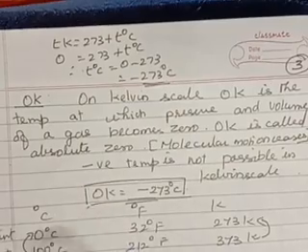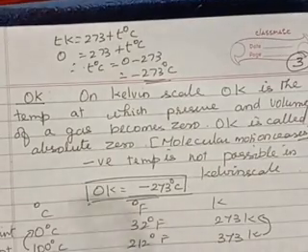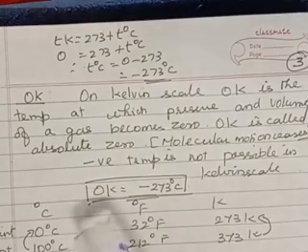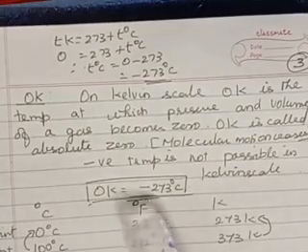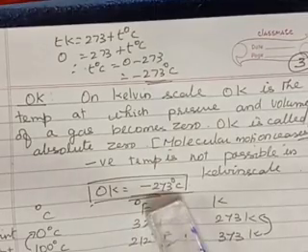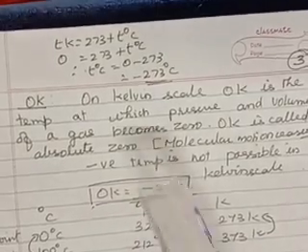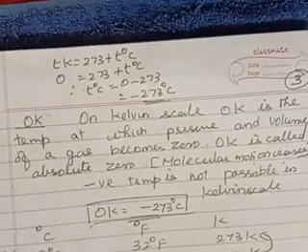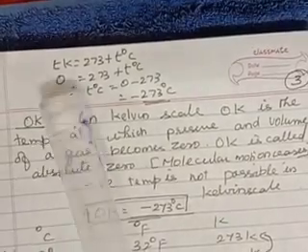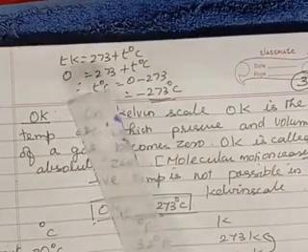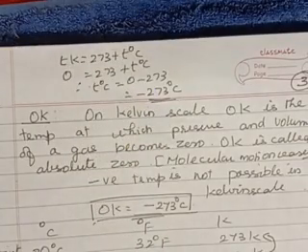So, how can you convert this Kelvin into Celsius? You know already, 0K is equal to minus 273 degrees Celsius. How has this come? So, I arrived at it. You know the formula. What formula did we learn in the previous class? T Kelvin is equal to 273 plus T degrees Celsius.